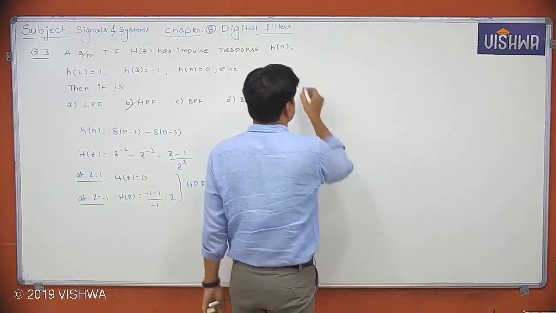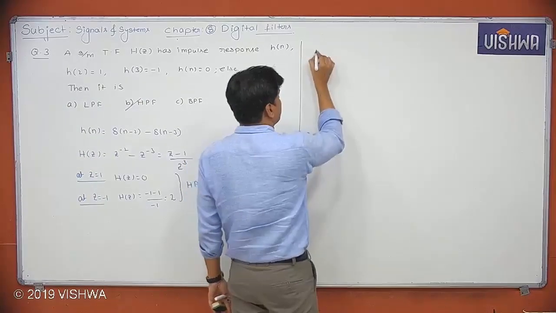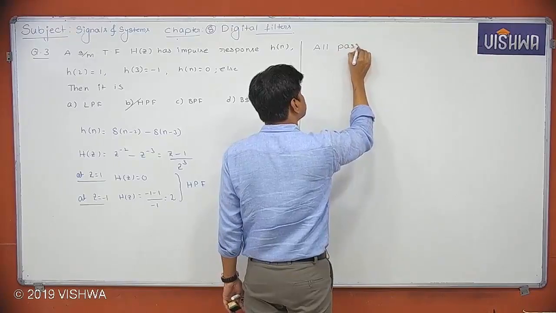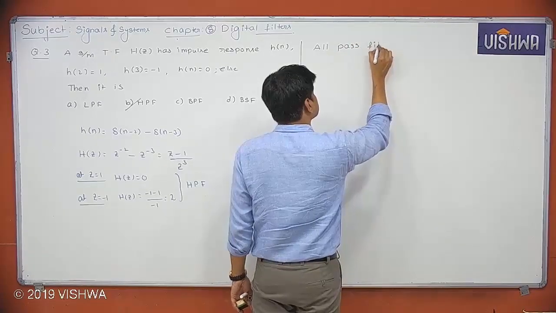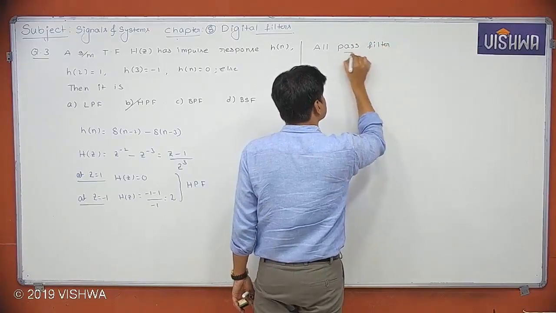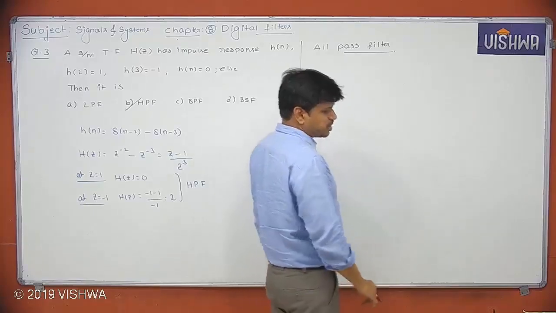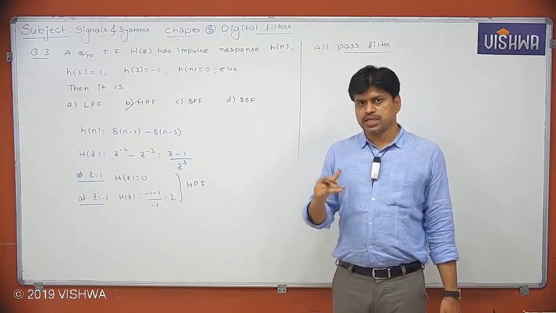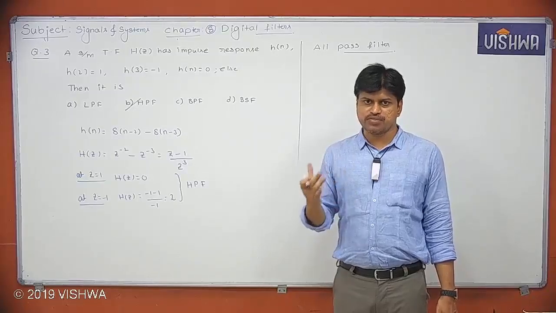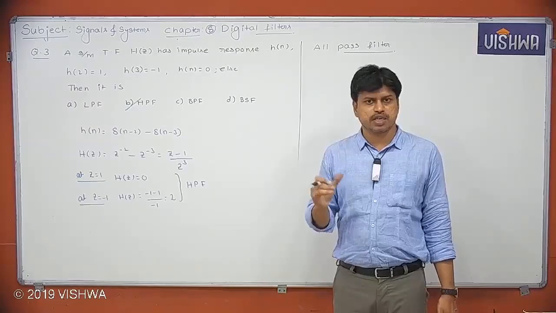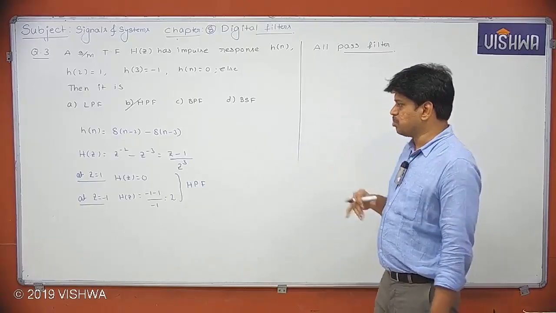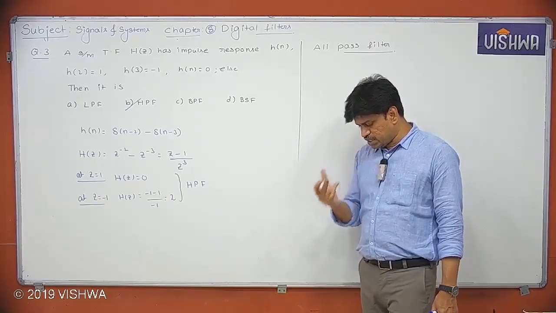The final filter we have to discuss is the all pass filter. All pass filter means it will allow all the frequencies and it is going to change the phase for different frequencies. That means different frequency components have different phase. That's the meaning of it. So in the continuous time case, you might know this.